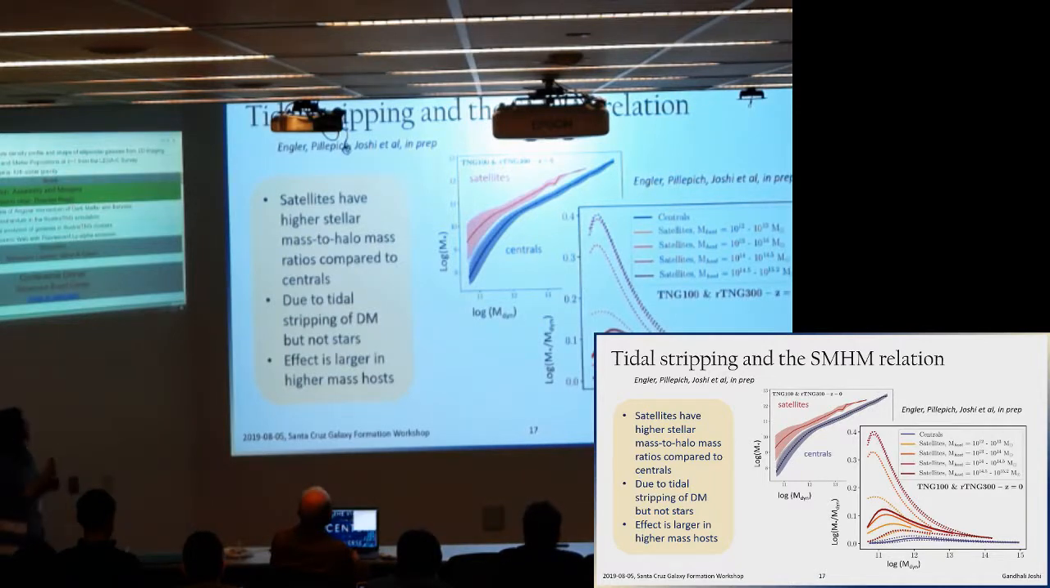So this is work that we're still working on by Christoph Engler, who's a PhD student in our group, looking at the differences in the stellar mass-halo mass relation between centrals and satellites. So you can see that the satellites have lower dark matter masses for the same stellar masses, which is likely due to tidal stripping, which removes quite a lot of the dark matter mass but doesn't touch the stellar mass as much. And so he's looking at various reasons to explain the scatter.